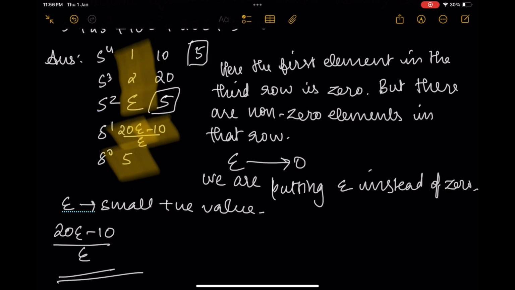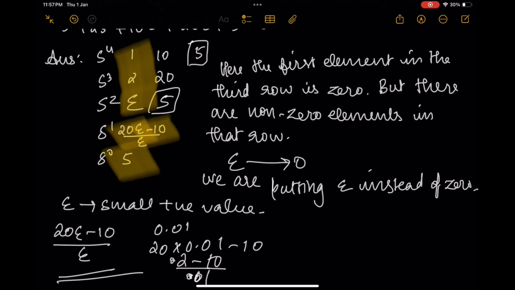For example, I am putting a small value really close to 0, that is I am taking 0.01. And I am putting it here, and what will happen? This will be 0.01 into 20. What will it be? 0.2. It will be 0.2 minus 10 by 0.01. Okay, it will be a negative value.